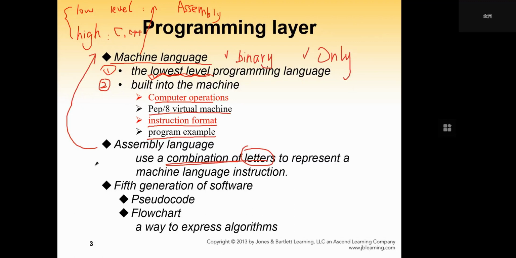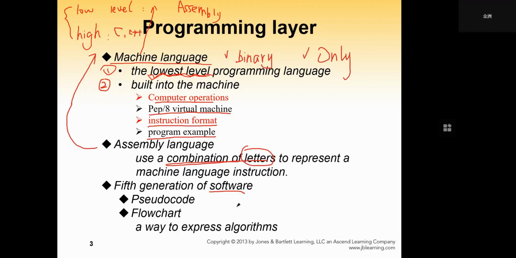So any high-level language, or even some low-level language like assembly language, needs a translator to translate it into the machine language, which we call a system software. For assembly language, we call the translator an assembler. And then we are going to talk about the fifth generation of software. What's the development of software from the first generation to today?